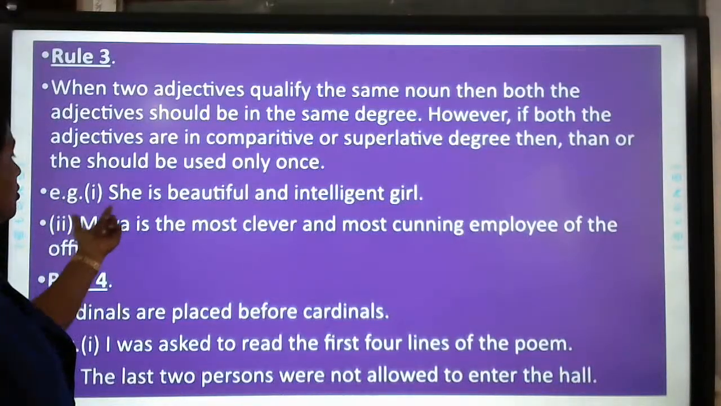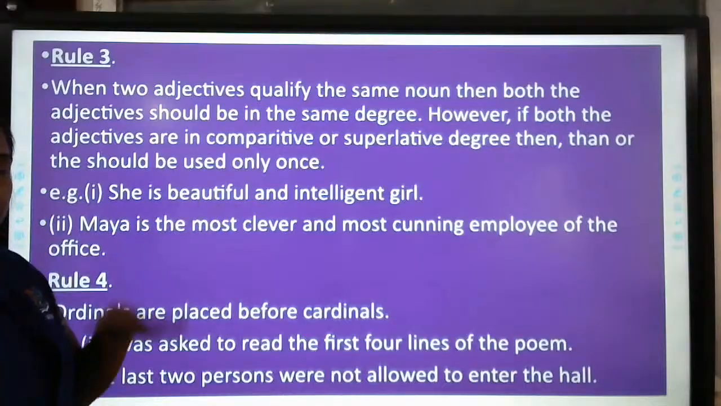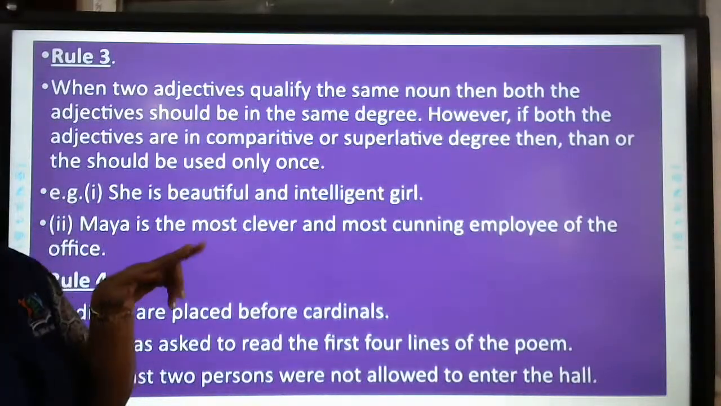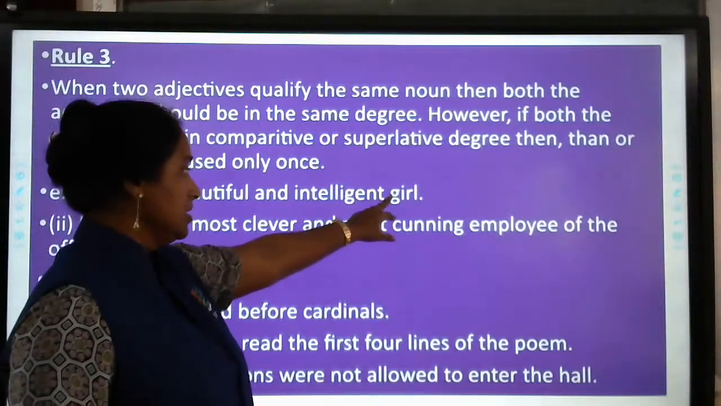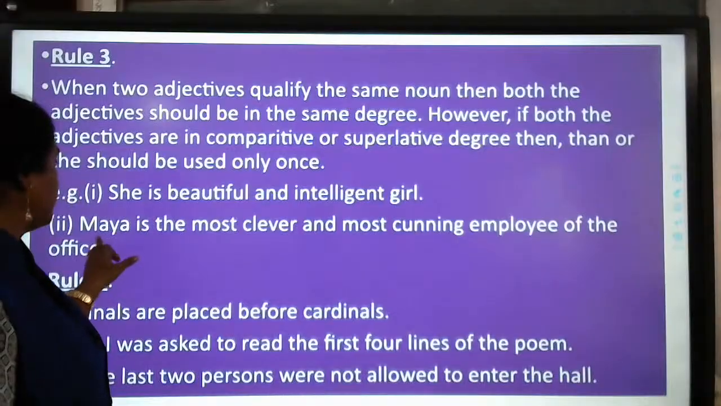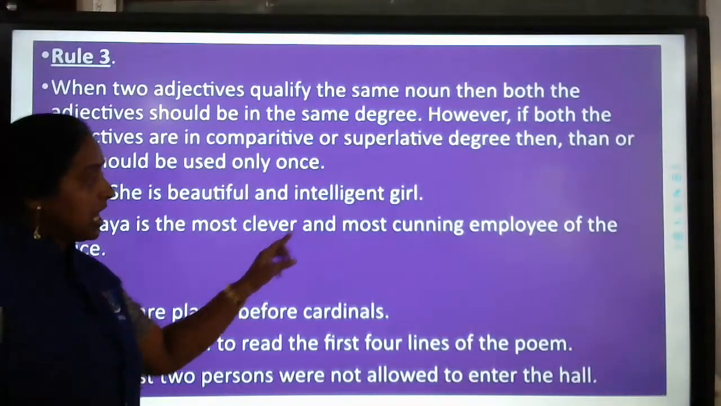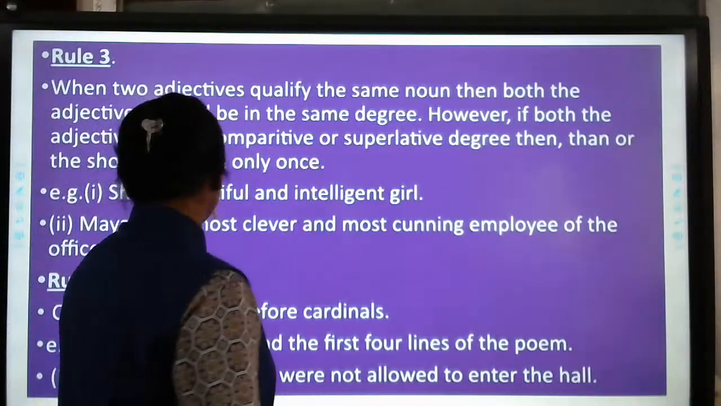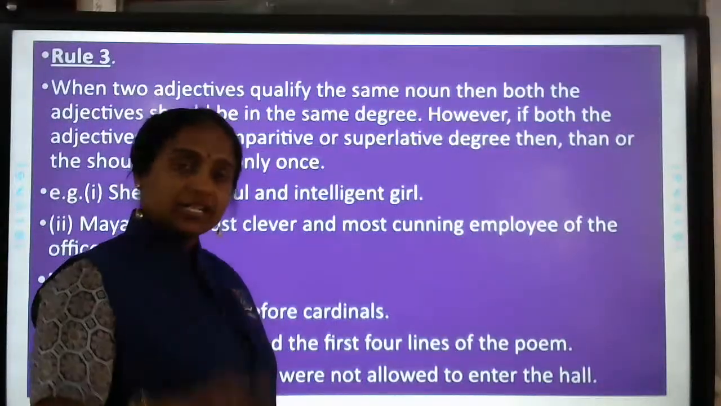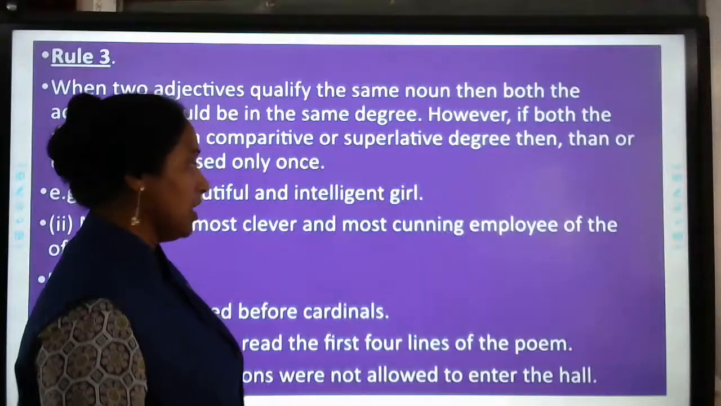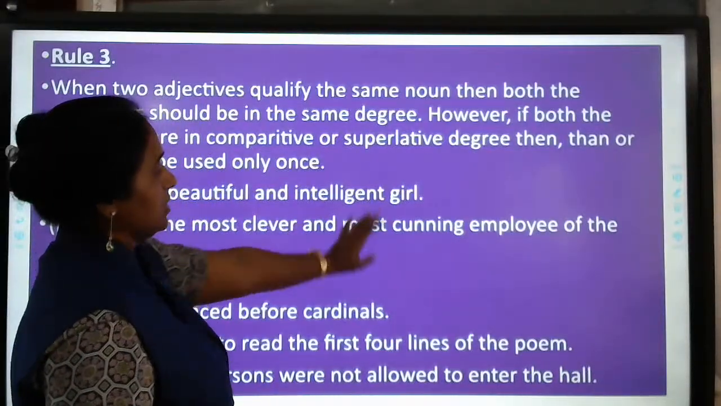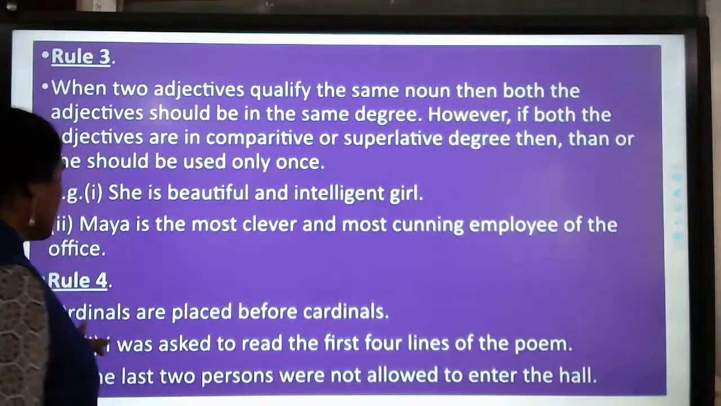For example, she is a beautiful and intelligent girl. Here, beautiful and intelligent, both adjectives are used for a girl, and both of them are in the positive degree. In the next example, Maya is the most clever and the most cunning employee of the office. Cunning and clever, these two adjectives are used for only one person, Maya, and that's why both these adjectives have been taken in the superlative form.